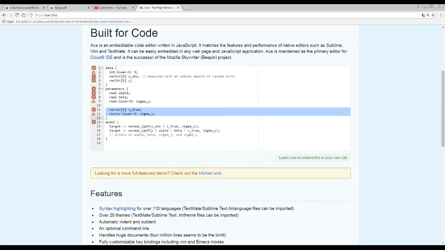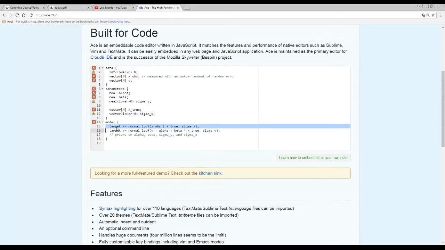And then in the model block, the first thing we say is that our observed measurements of x have a normal, you could call it likelihood, conditional on the unknown true value of x. So we're thinking of, you know, nature has some true value of x. We measure it with unknown random error, but it's sort of on average equal to x_true. And then we have sigma_x as the standard deviation of that part of the process.